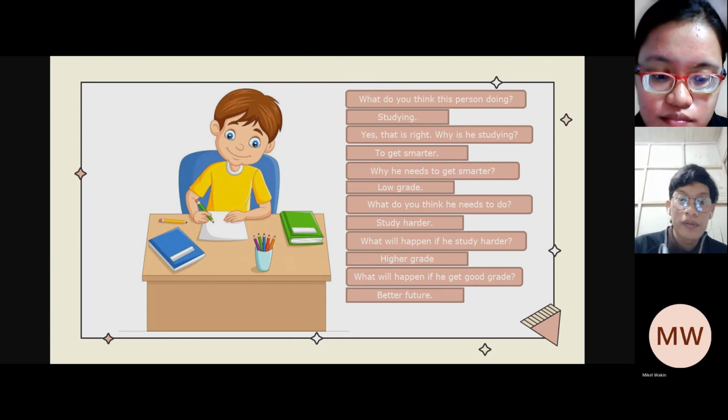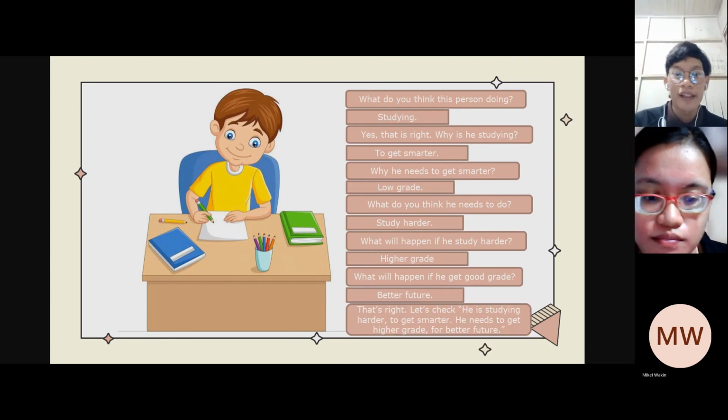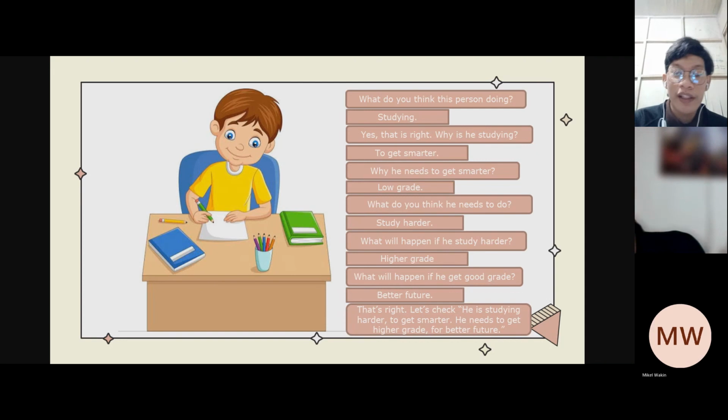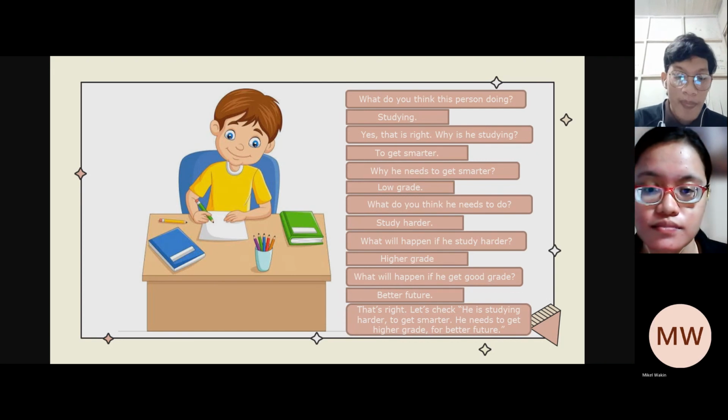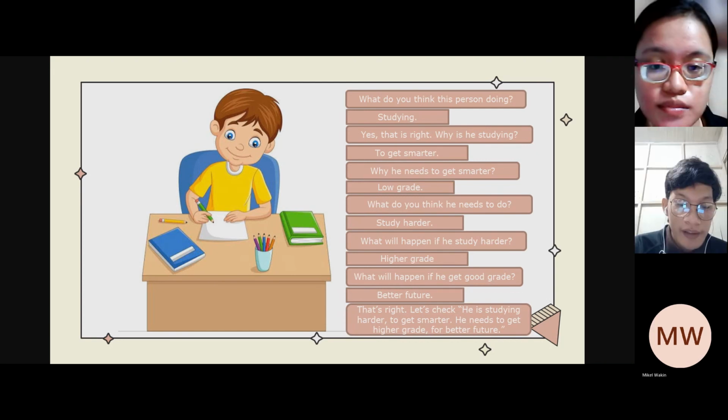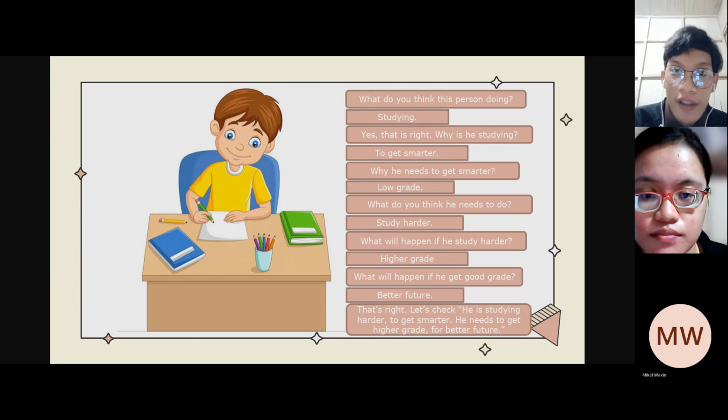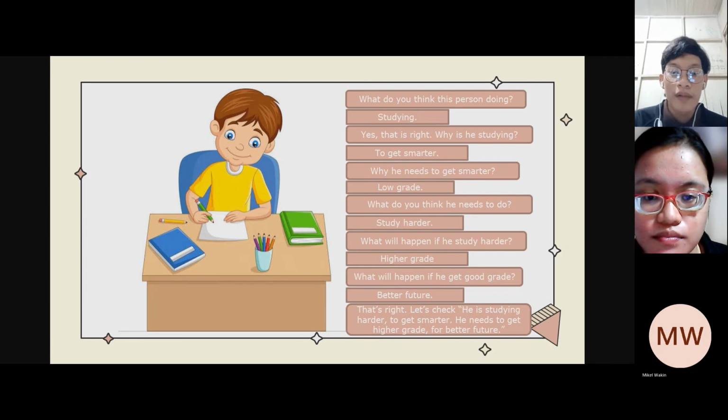Therefore, we can conclude that we have formed sentences that have two comparatives together. And let's check it. He is studying harder to get smarter. He needs to get higher grades for a better future. And now let's move on to our next slide.